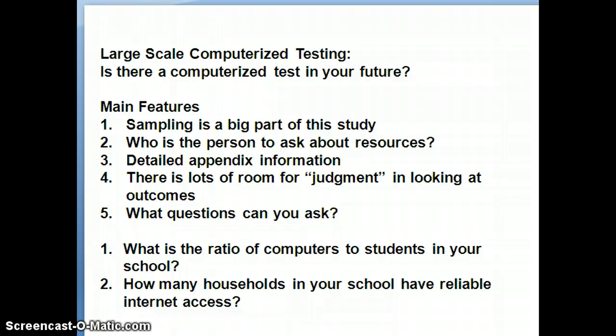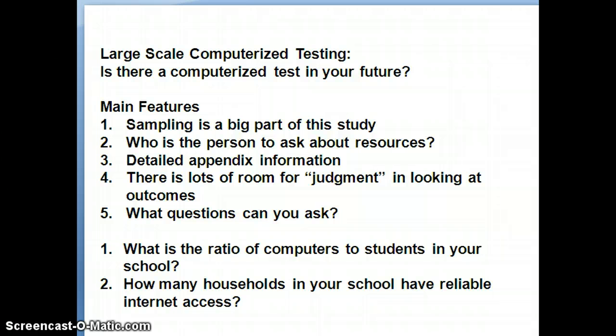Okay, there's a lot of detailed appendix information. In other words, lots of stuff there. So when you read the study, don't think you're done when you simply look at the guts of the study. And then there's also judgment of looking at outcomes, because this looks at resources. And look at the two questions down below. You can ask yourself, what's the ratio of computers to students in your school, and how many students should be compared to computers in your school to make sure that you have what we call good coverage.